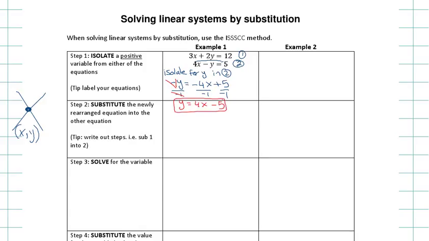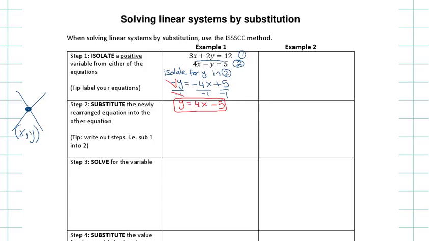Are we okay with this so far? Now, because y is by itself, I can substitute the newly rearranged equation into the other equation. You see how y is equal to 4x minus 5? If I take this value and place it in for y in the original equation, then I would only have x's in there.